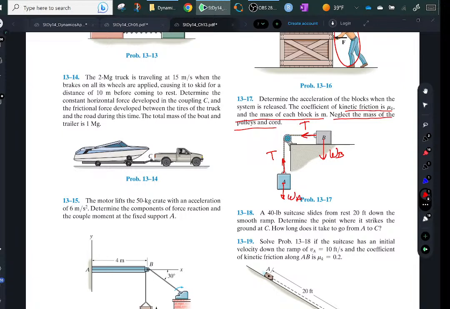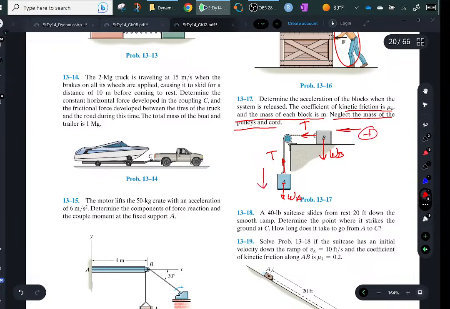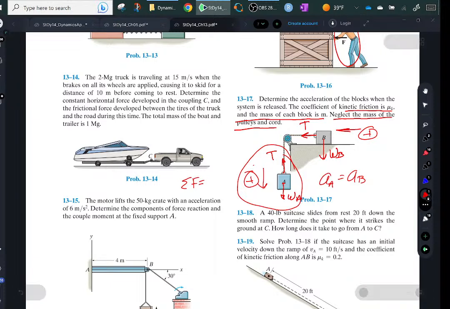So on A, first of all, if this is the equation that's positive, and this is positive, it's pretty simple that acceleration of A is equal to acceleration of B. And then what you do is you write the equations this way. Sum of the forces equal to, what do I got? If this is positive, I got weight A minus tension equals the mass of A times acceleration.